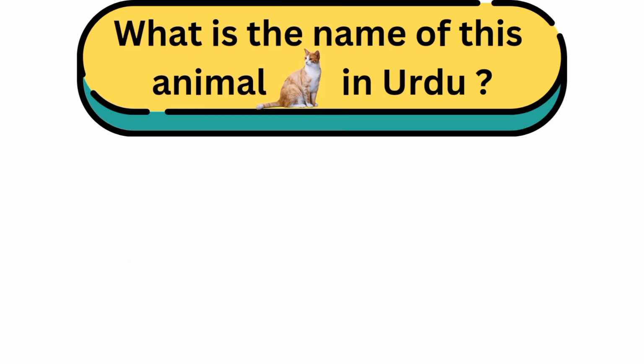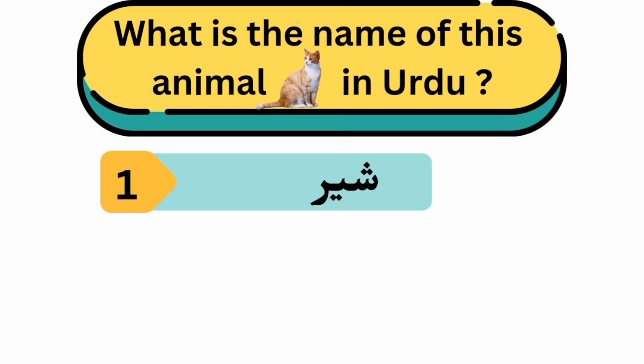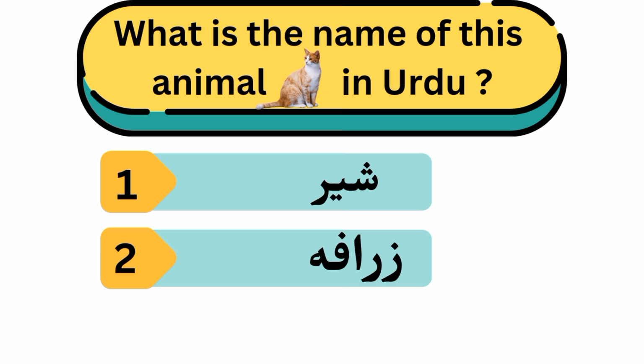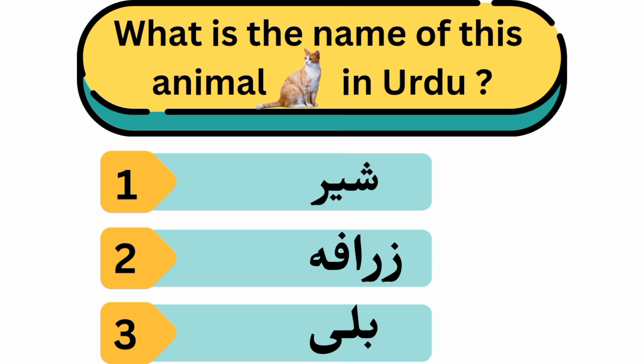Question number 3. What is the name of this animal in Urdu? Option 1, sher. Option 2, zarafa. Option 3, billi. Correct answer is option 3, billi.